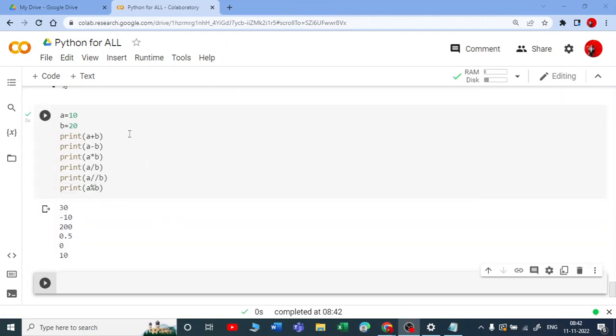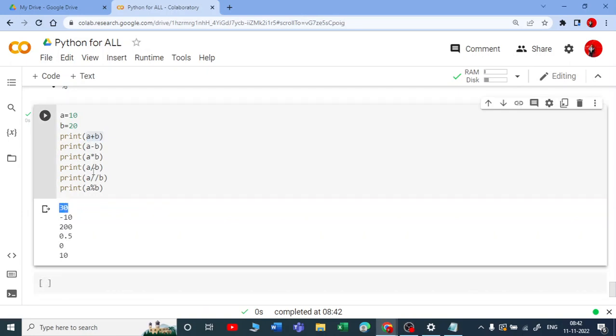Okay. You can see here a plus b, very clear cut, minus very easy, multiplication easy, 200. Now when you're talking about the division, this is a normal division because we have one float. So normal division is 0.5. It is always giving you a float value. Double division is giving you 0, that is, only an integer because both are integers. And if you say a modulus b, that is 10 divided by 20, what is the remainder? 10 will not divide by 20, so the remainder is 10 only.